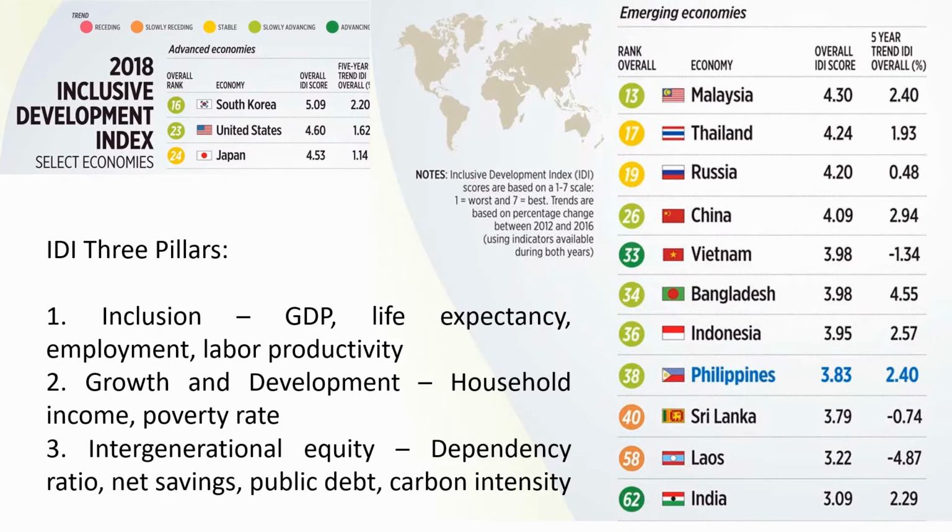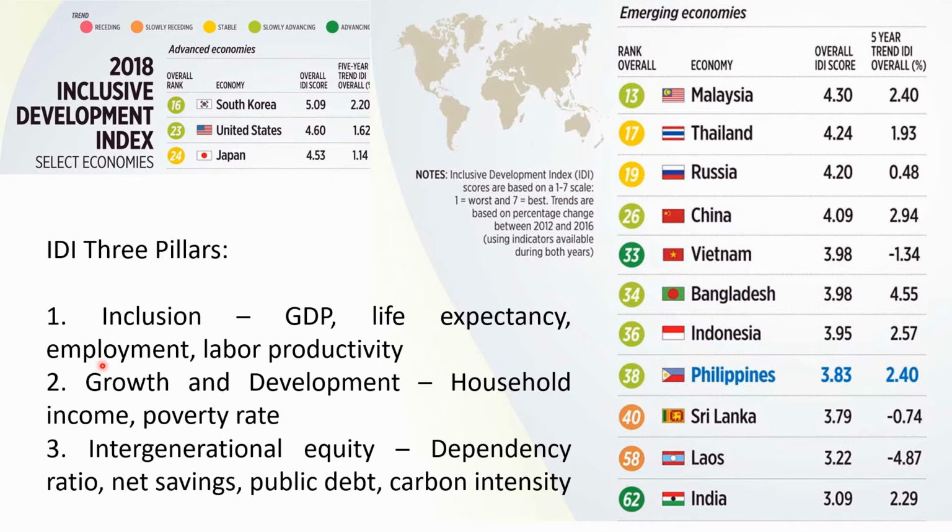So the IDI or the Inclusive Development Index has three very important pillars. Okay, we have inclusion, and then we have growth and development, and we have intergenerational equity. So under inclusion, there is GDP. So that's production, total production in a country. It also includes life expectancy. How long do people live their lives in a country?